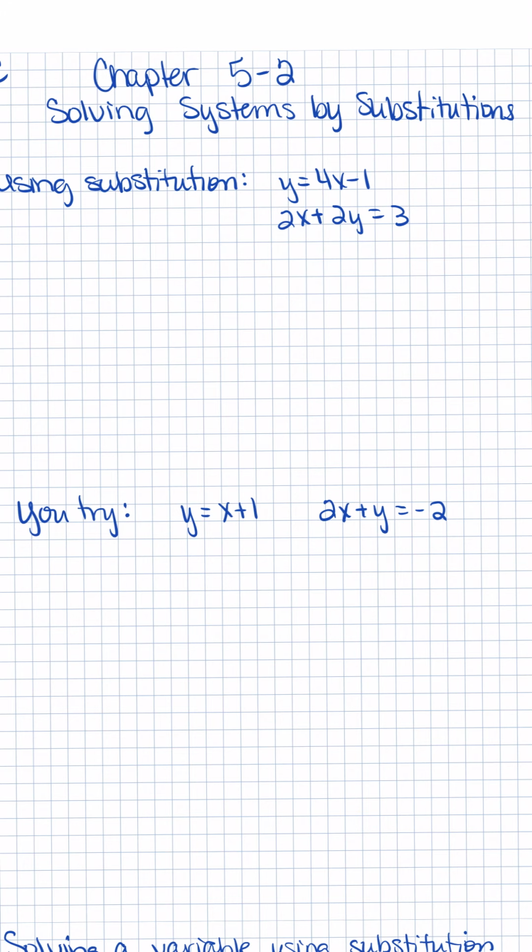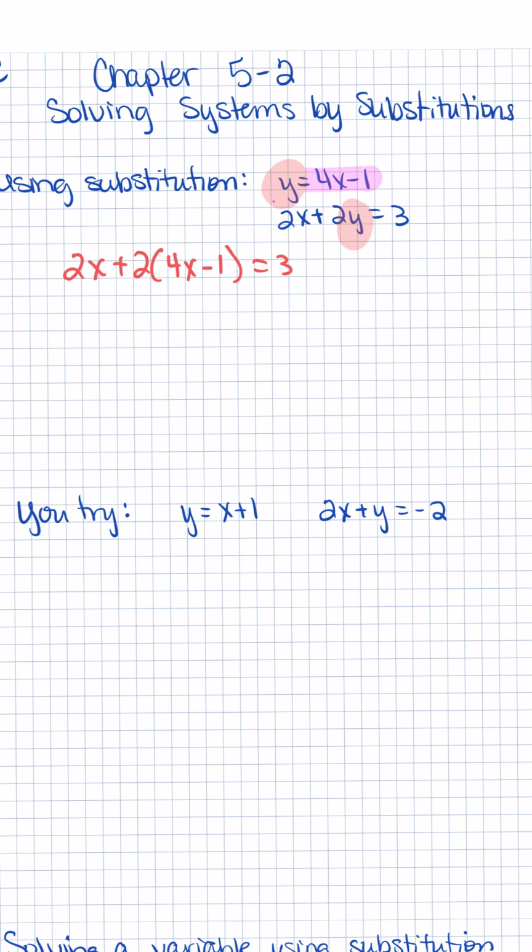So the first equation we have is y equals 4x minus 1. Since this is y equals, we can then go ahead and substitute this in for y. So our equation will now be 2x plus 2 times 4x minus 1 equals 3.